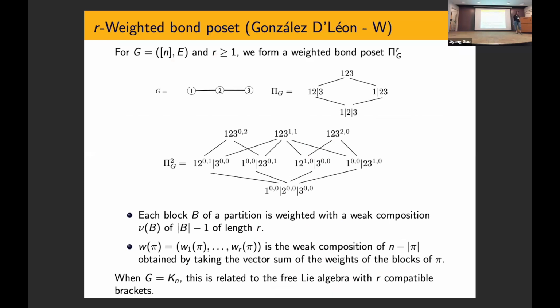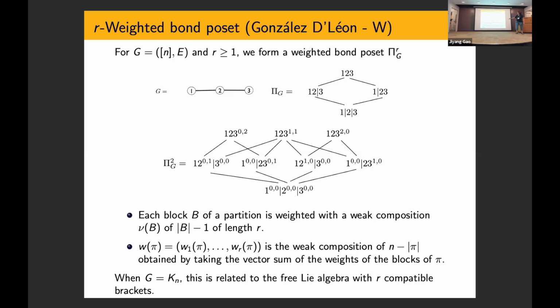So what I did with my former student, Rafael Gonzalez de Leon, is we looked at a weighted version of the bond lattice. And what we did is we attached weights to each element, each block actually, of each element of the bond lattice. So this is the graph, this is its bond lattice, and each block got weights attached.